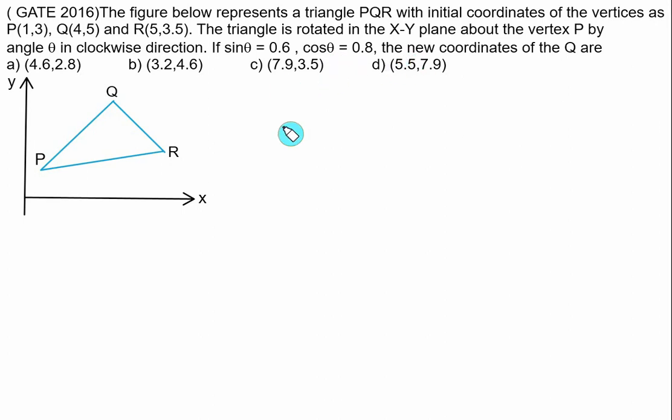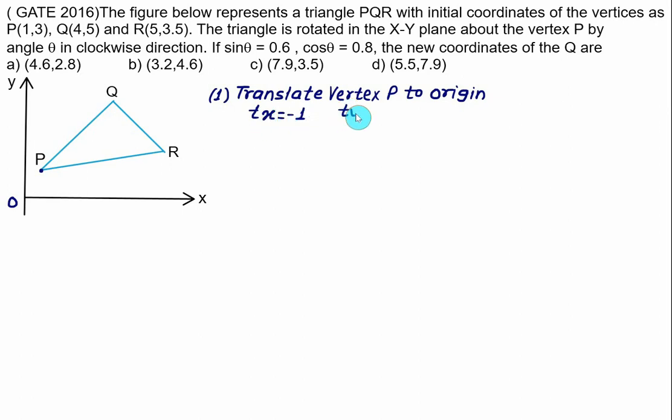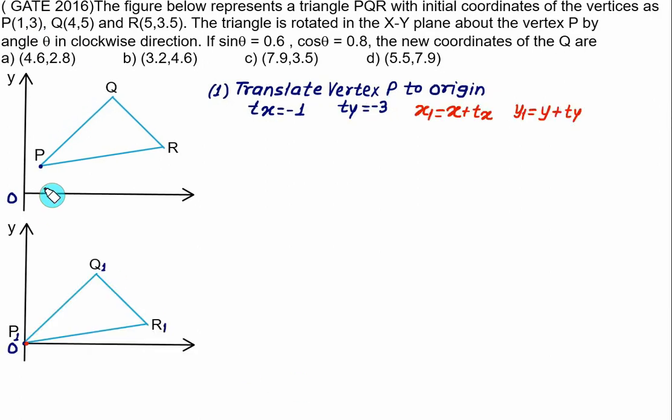Since here the rotation is to be carried out about the vertex P, and point P is not the origin, it is away from the origin. So the first step is to translate the point P to the origin. When you translate the point P, whose coordinates are 1, 3, to the origin, we require the translation along the x direction equal to -1 and along the y direction equal to -3. So when the point P is translated to the origin, it will become P1. The positions of Q and R will also change, let us label them as Q1 and R1.